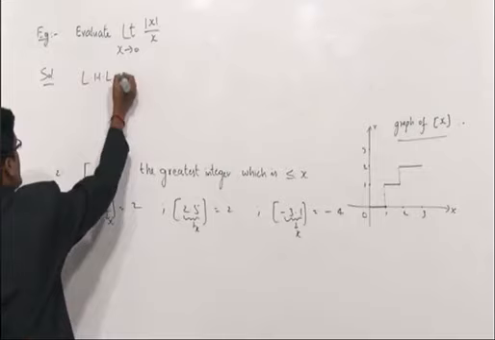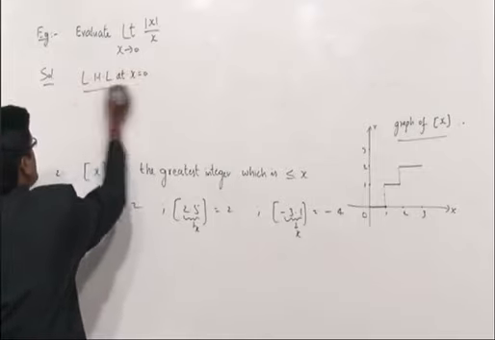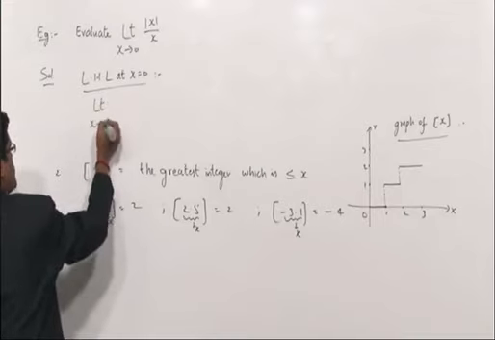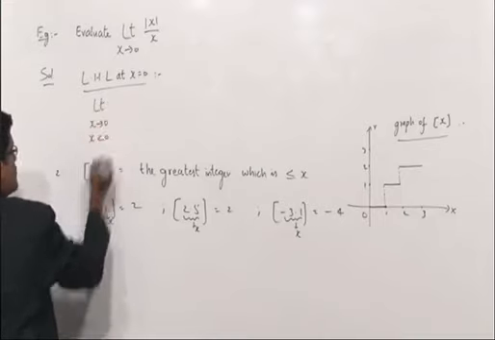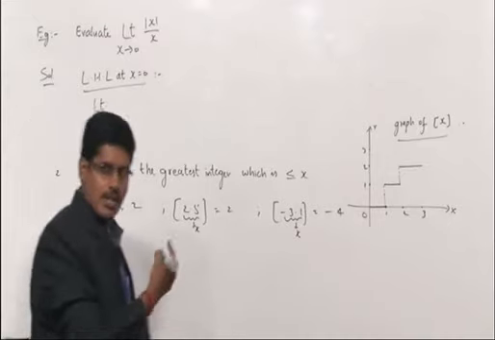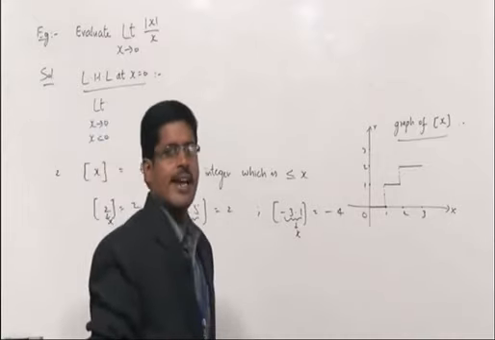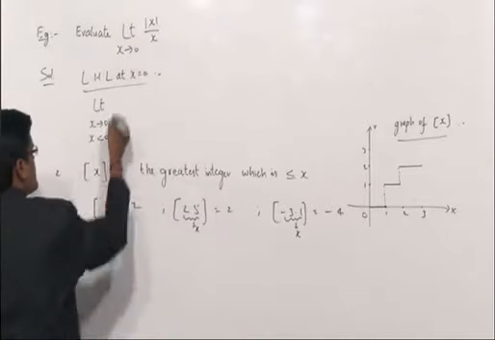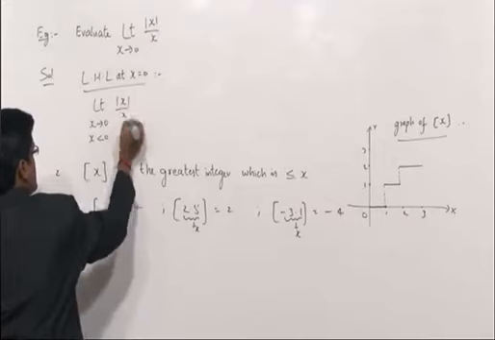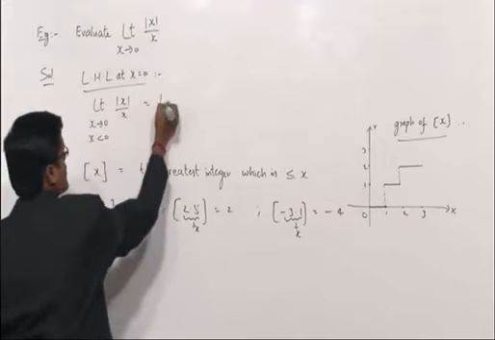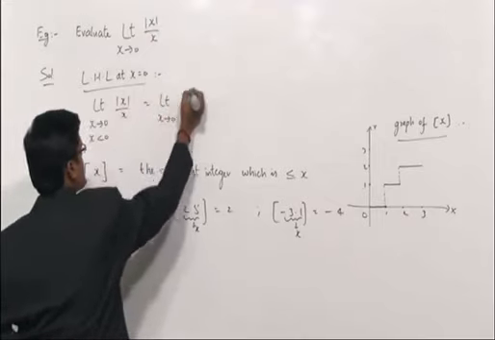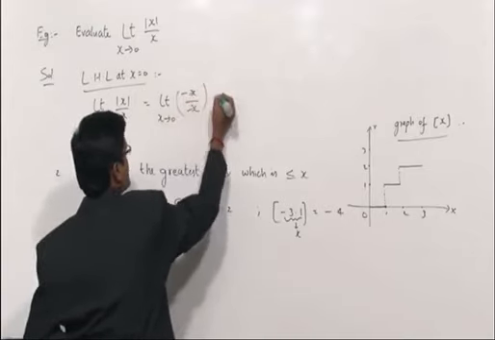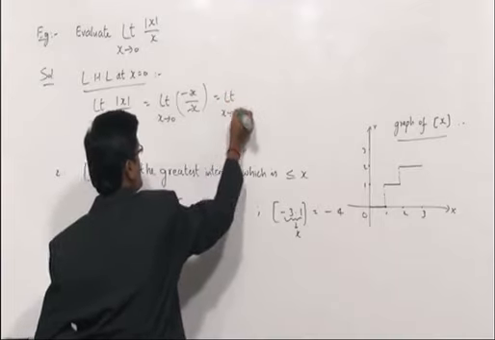LHL means left hand limit at x equal to 0. Here a is nothing but 0. So what is the notation? Limit x tends to 0, x less than 0. In the last class I gave the notation, left hand limit at a, right hand limit at a. Here a is 0. The function f of x is mod x by x. So when x is less than 0, what is mod x? Just now I gave the definition. That means minus x. Minus x by x. So x cancelled, and this gives limit x tends to 0 of minus 1.